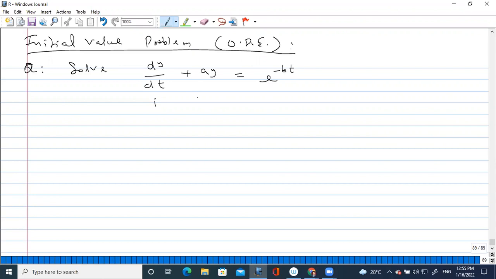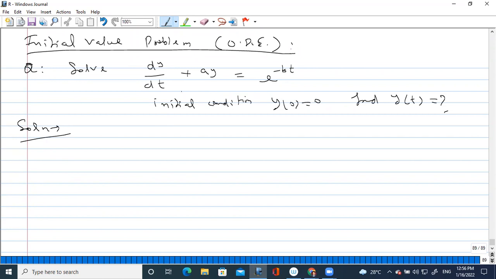Okay. So this is dy/dt + ay = e^(-bt), and the initial condition is given. You can do it by the ordinary differential method also, no problem. But this can also be applied, that I want to show. And the question is: find y(t). So this solution you have to do.